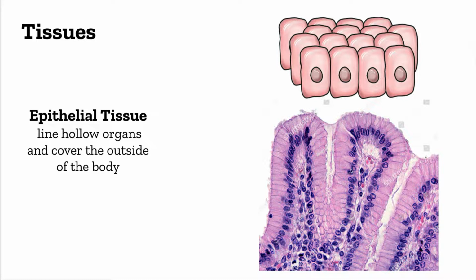The last type of tissue is epithelial tissue. This tissue lines the hollow organs of our bodies, things like your stomach and your intestines, and it also covers the outside of your body. Your skin contains a lot of epithelial tissue.